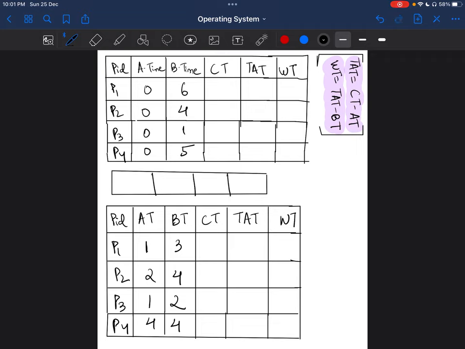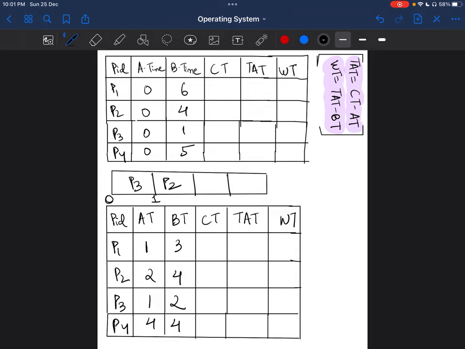First P3 will be given, obviously, because the process always starts from 0, guys. Always remember, process will always start from 0. So P3 was given the CPU first because it had the lowest burst time. So at 1, we can see that all of the processes have already arrived, but the process with the lowest burst time will be given the CPU next, which will be P2.